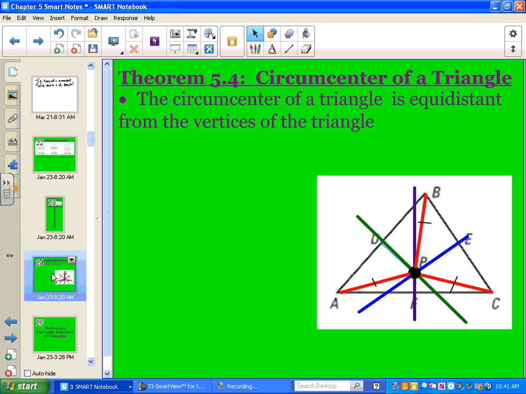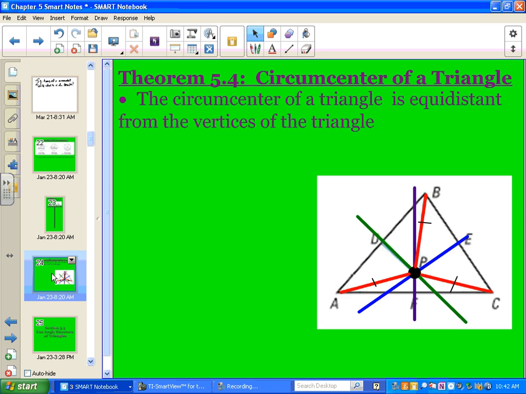No. Now, since all of the points on a perpendicular bisector are equidistant to the endpoints of the segments, what do we know about the circumcenter of a triangle? Molly? It's equidistant to all the vertices of the triangle. Okay, now, Alexis, where else is a circumcenter located? Very good. The circumcenter is the center of a circumscribed circle.